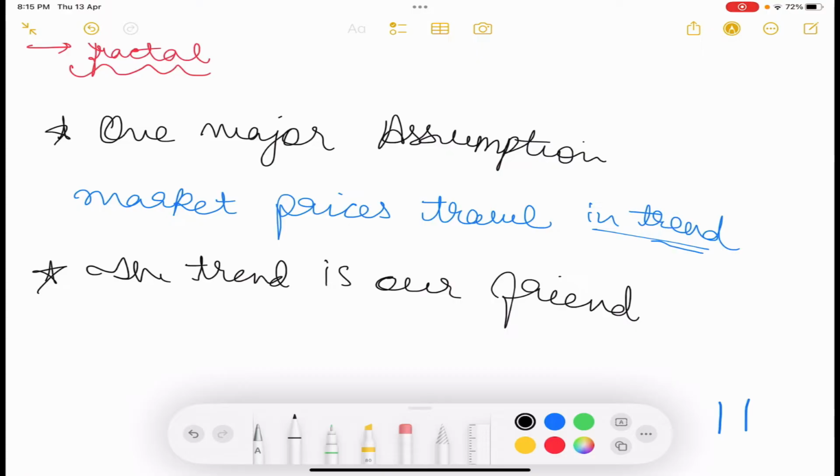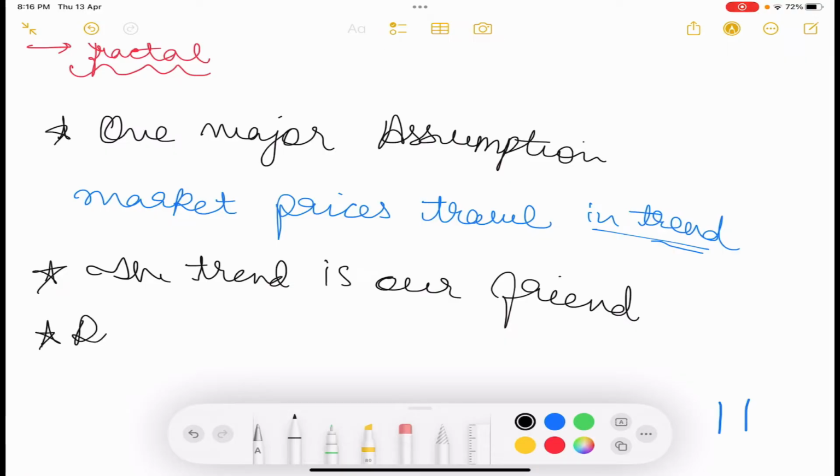We must always trade in the direction of the trend. If the market is going upward, you need to trade in upward direction. If the market is going downward, you need to trade in downward direction. If your market is in a range, if your market is sideways, then you are not supposed to enter the market. So you need to always keep in mind that the trend is your friend. You need to go with the trend and never against the trend.